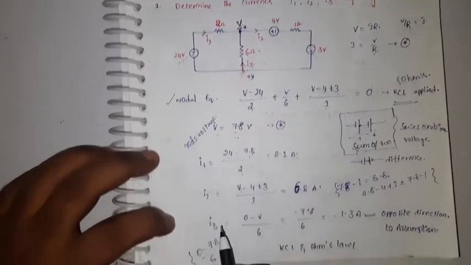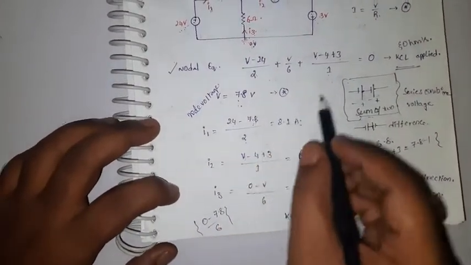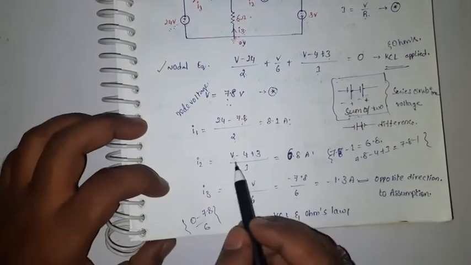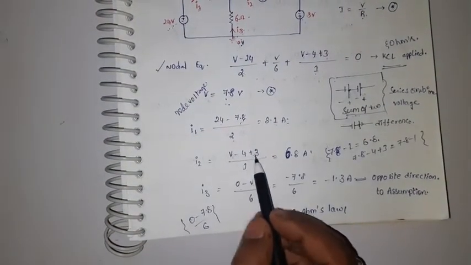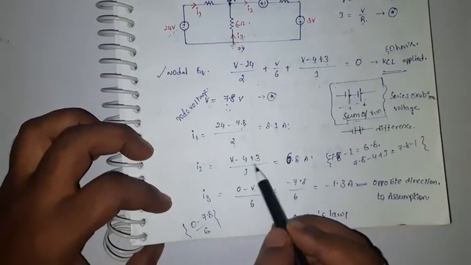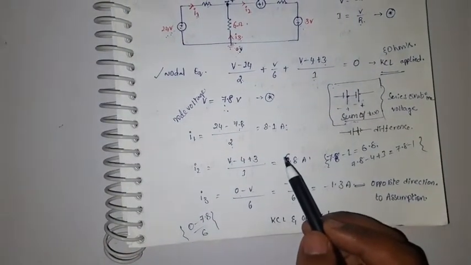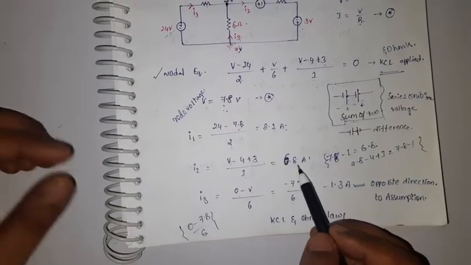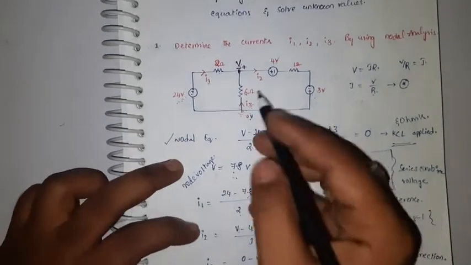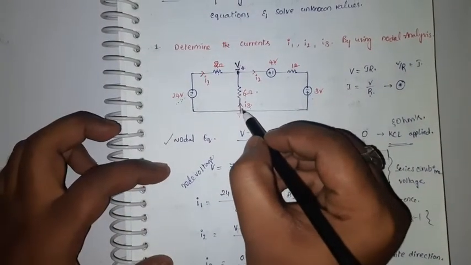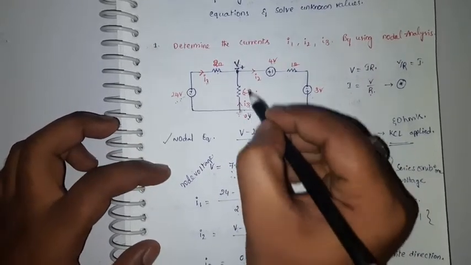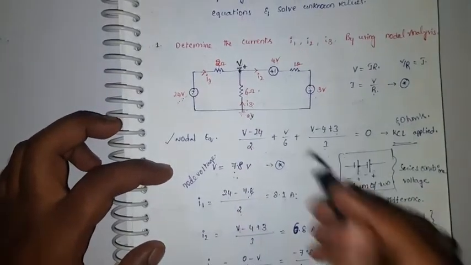And what is I2? I2 is this one. So what is I2? (V minus 4 plus 3) by 1. V is 7.8, minus 4 plus 3, that is equal to 6.8 ampere. We got the value. And what is I3? I3 is the current flowing in this branch in the upward direction. So (0 minus V) by 6 is current I3.